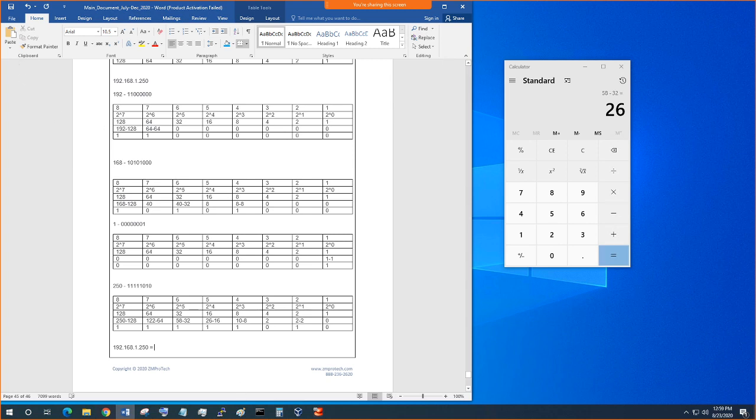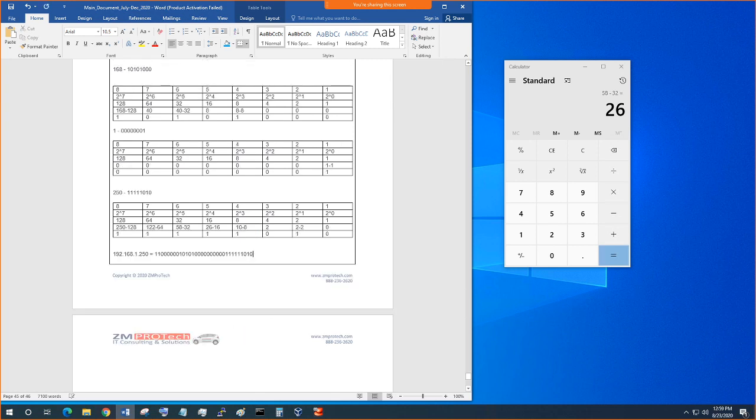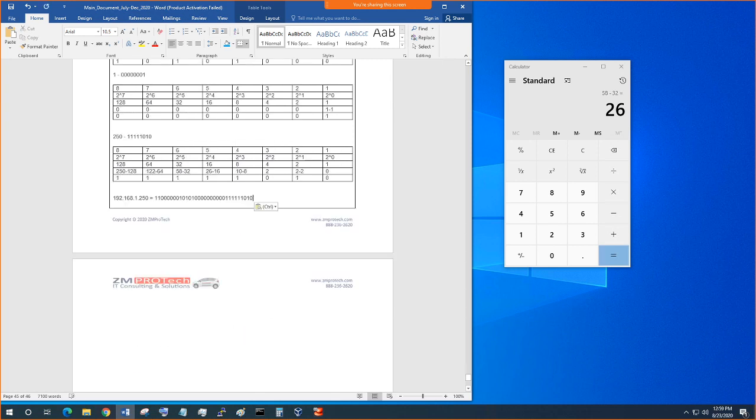So let me copy, paste, copy, paste, copy, paste, copy, paste here. Okay, so what is this here? This is nothing but numbers here. And remember, these numbers are not going from left to right. It's going from right to left.